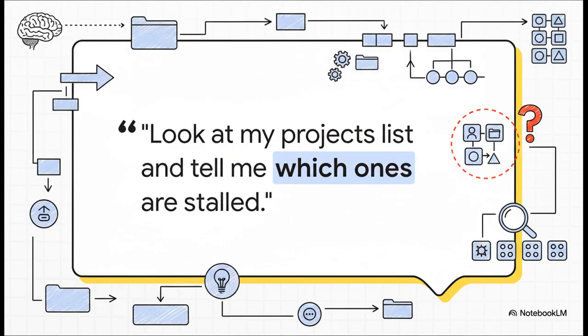And it gets even more powerful. Because fields like status are so consistent, the AI can do more than just find stuff. It can analyze it. It can spot patterns. It can act like a project manager, flagging the projects that might need a little bit of your attention.